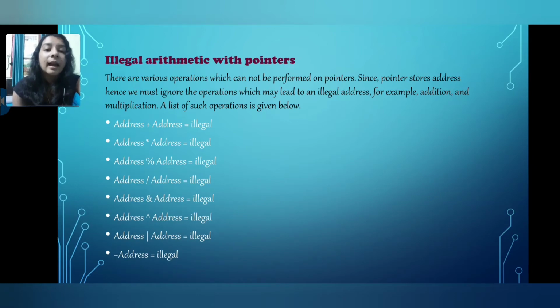You cannot add two addresses. You can add a value to an address but not two addresses. We have seen the syntax for adding a number to an address. But remember, you cannot add two addresses simply. You can subtract them, but you cannot add them. Secondly, you cannot multiply two addresses. That's illegal. You cannot find the modulo of two addresses. You cannot divide two addresses.